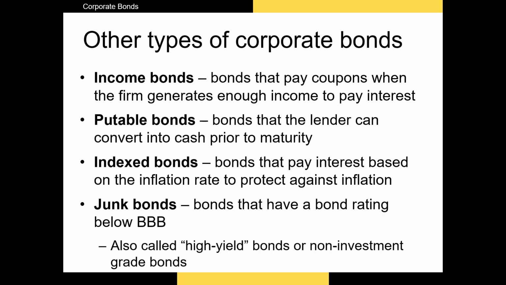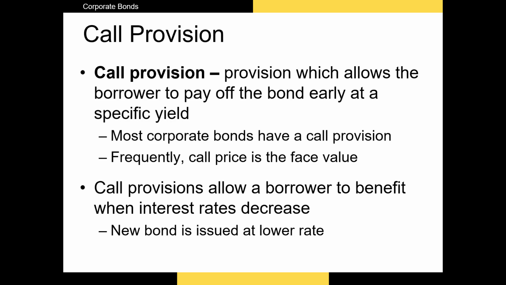Finally, we have junk bonds. Junk bonds are bonds that are more likely to be defaulted on than other bonds. We also call these bonds high-yield bonds or non-investment grade bonds, and we're going to determine exactly what defines a junk bond in a few seconds. But before we get to that, let's talk about a call provision.